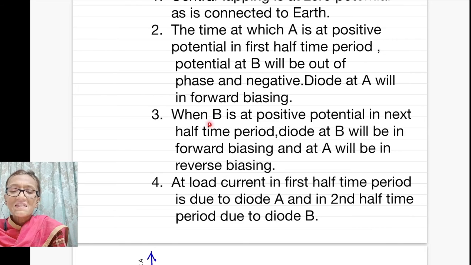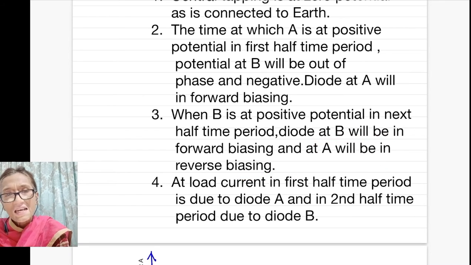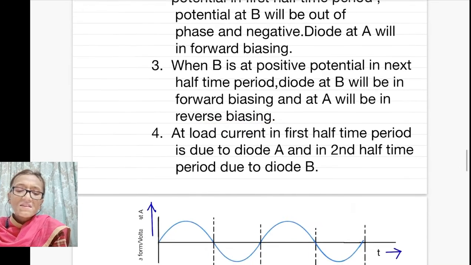When B is at positive potential in the next half time period, now current will not flow through diode 1. Now current will flow through diode 2 because diode 1 is now at reverse biasing. So let us see the diagram.